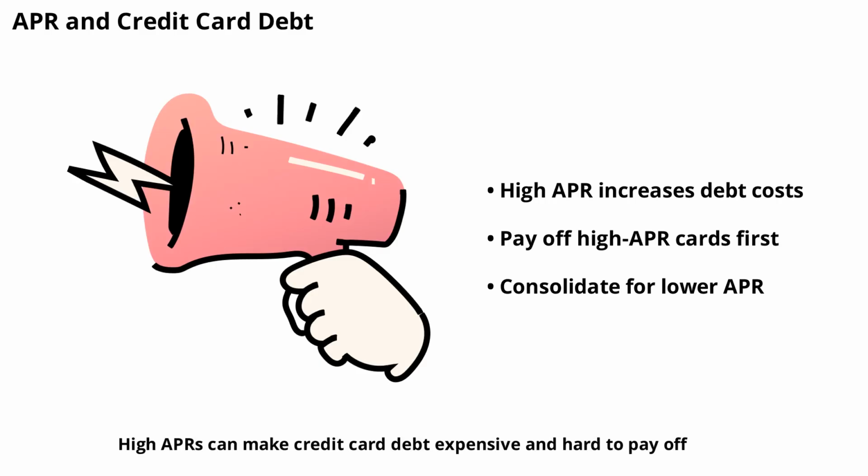High APRs can make credit card debt expensive and hard to pay off. Focus on paying down high APR cards first and avoid carrying balances whenever possible. Consider consolidating debt or transferring balances to lower APR cards to save money and reduce your interest charges.